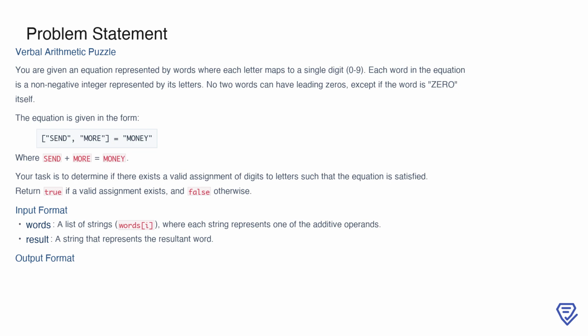For example, in the equation SEND plus MORE equals MONEY, each word represents a number, and your task is to determine if there's a way to assign digits to letters so that the sum of SEND and MORE equals MONEY. Keep in mind, no word can start with the digit 0 unless the word itself is 0. The input consists of a list of operand words and one result word, and the output will be true if such an assignment exists, and false otherwise.